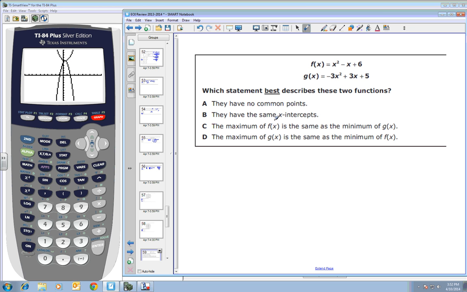The maximum of f of x. So let's look at f of x. F of x was this graph right here. Does this graph, this parabola, have a maximum? Well, it doesn't have a maximum because it opens up. It has a minimum. So I know it can't be C. But D says the maximum of g of x, so here's g of x, the maximum of g of x is the same as the minimum of f of x. And that's true. So my answer is D.